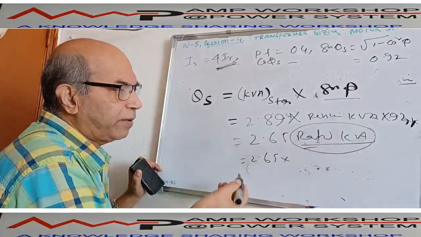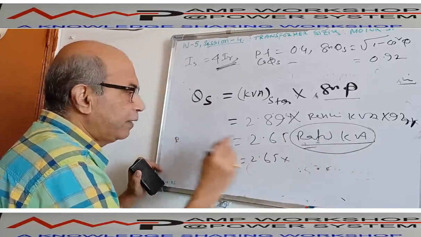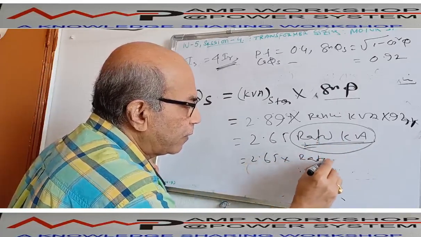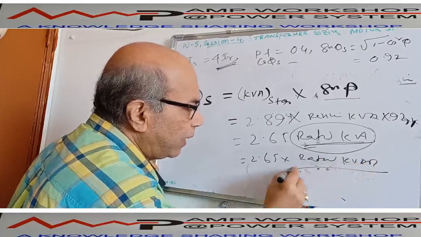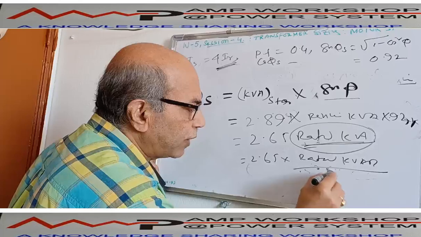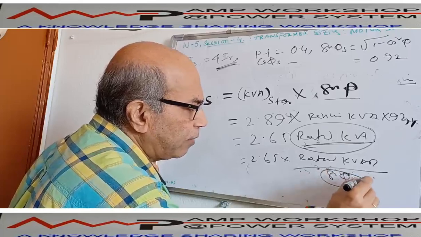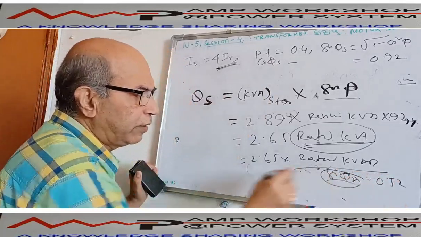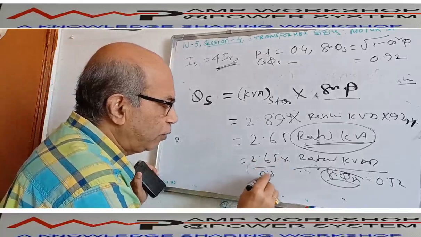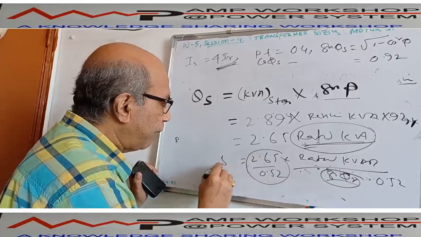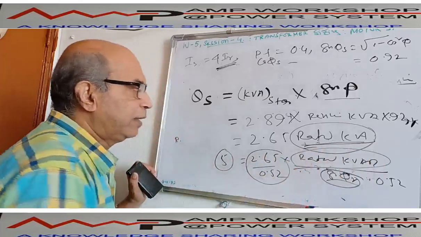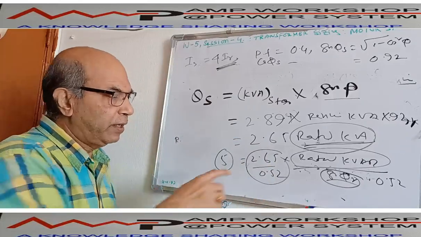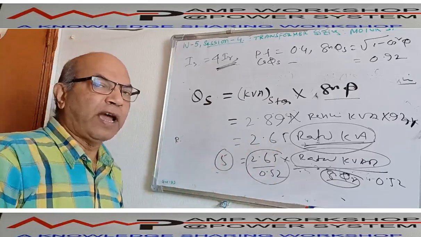We can calculate it in terms of rated KVA. Now, the rated KVAR is rated KVA into sin phi rated. Sin phi rated, how much? If it is 0.85 power factor, it will be 0.52. That means 2.65 into 0.52, if you calculate this, it will be approximately 5 times the rated KVAR. That means during starting of the motor, it is drawing 5 times the rated KVAR. This factor is coming to 5, so it will be taking 5 times the rated KVAR.